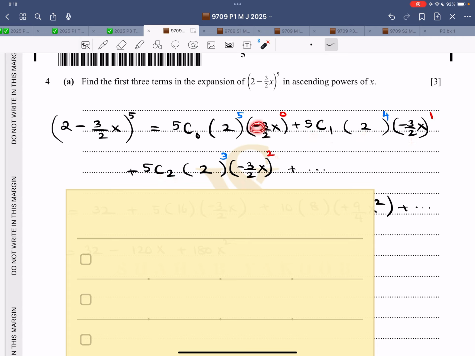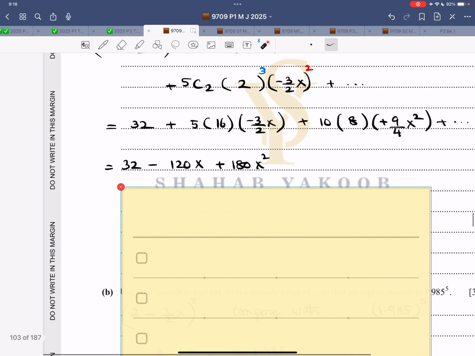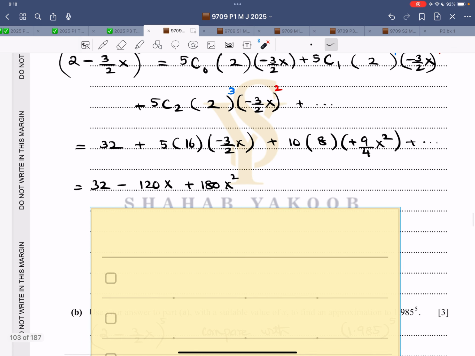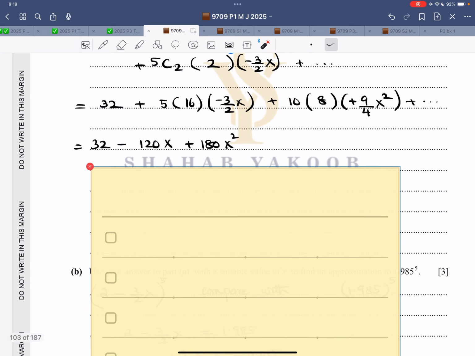Take care of the negative sign when it's raised to an even power versus when it's raised to an odd power. So now some of the values are too easy. 5c0 is 1, and over here, let me just write it for a second. So 5c0 is 1, this is 1, 2 raised to power 5 is this thing, 5c1 is 5, 5c2 is 10, and then you work it out. So you get this thing.